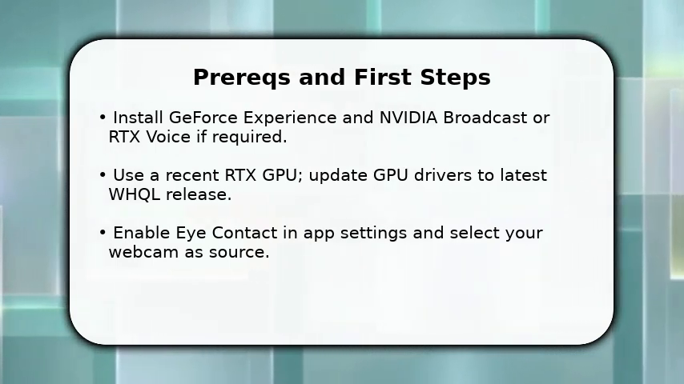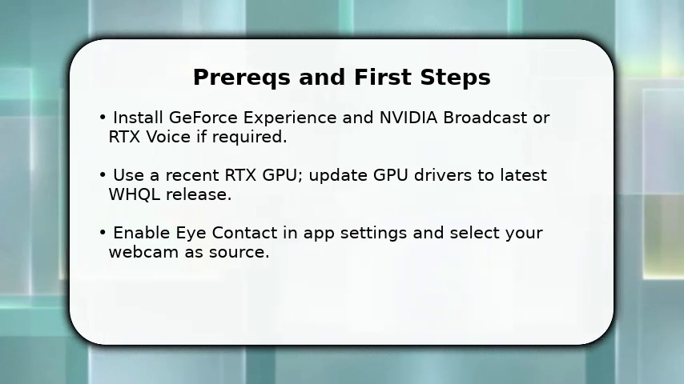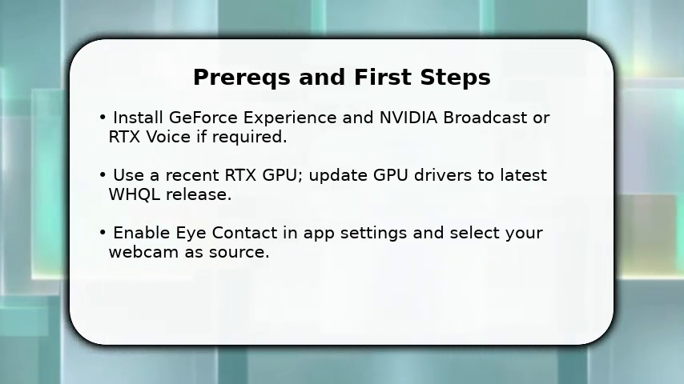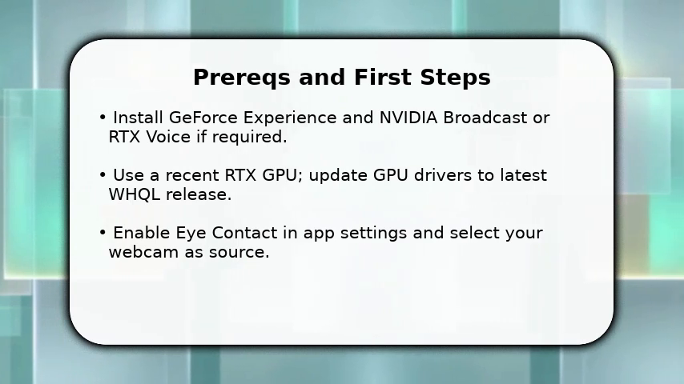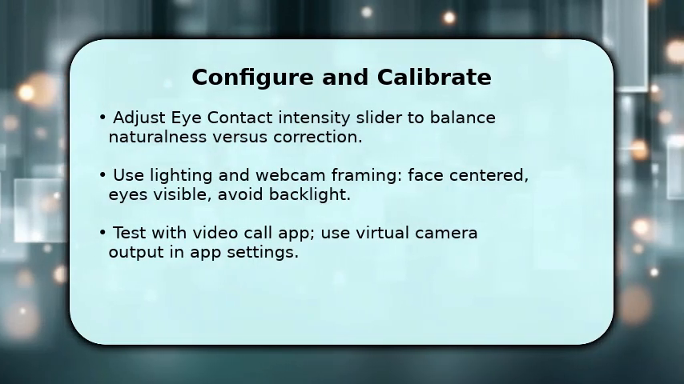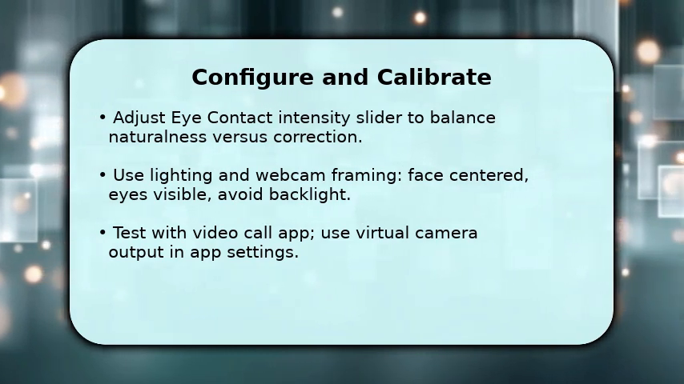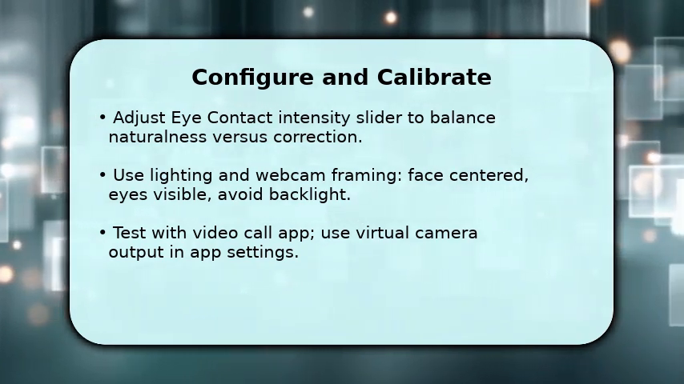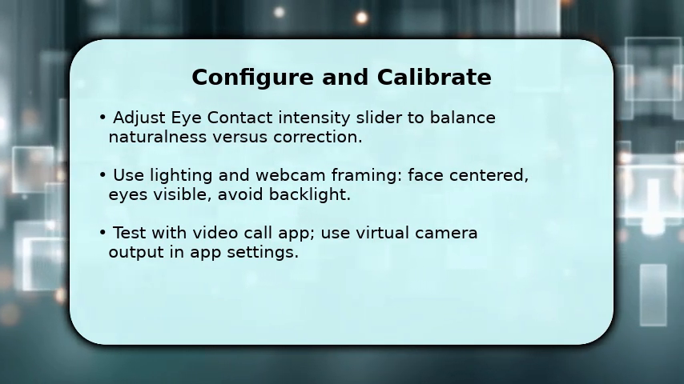You're now ready for the initial calibration step that prepares the model to track and subtly correct your gaze in real time. Now you configure and refine. Position your camera so your face and eyes are centered, then run the built-in calibration to let the model learn your features. This improves accuracy.